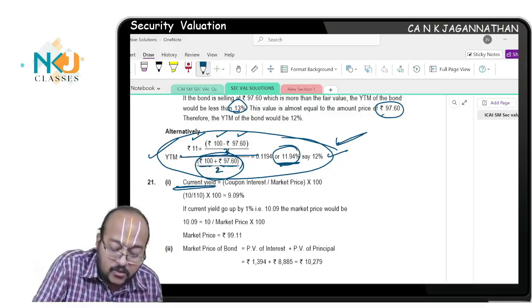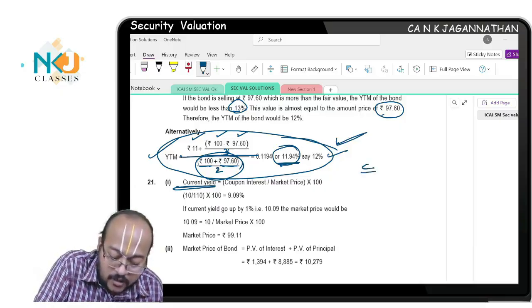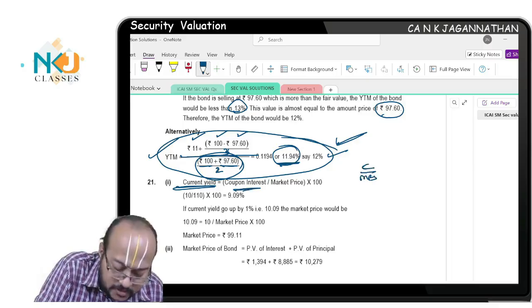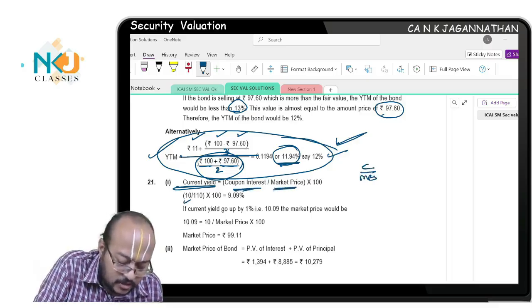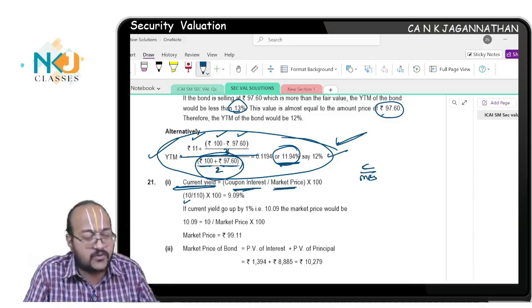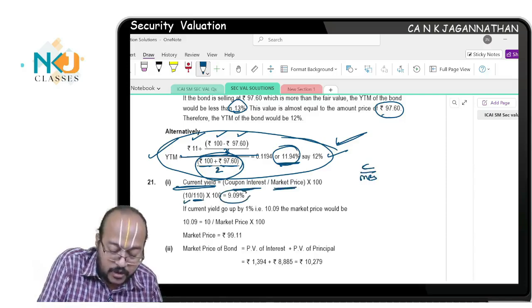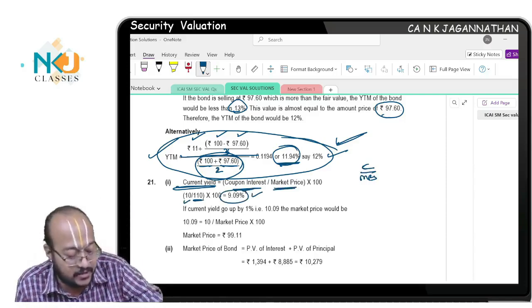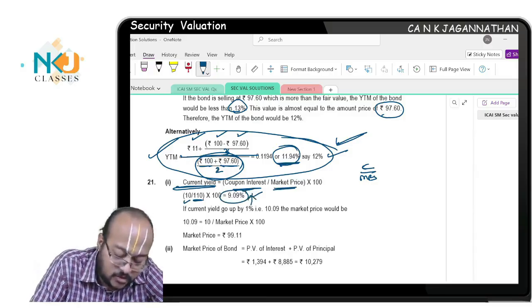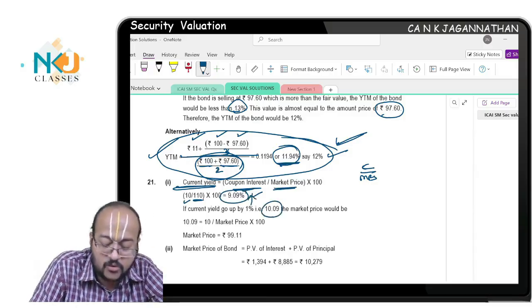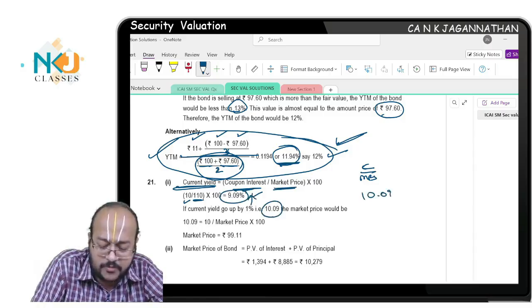Technical current yield is nothing but coupon divided by current market price, that is, coupon interest divided by market price. 10 is the coupon, 100 is the face value, 10% is the coupon rate. Applied to the market price, you get 9.09% as current yield. Now, if this current yield goes up by 1%, it becomes 10.09%.